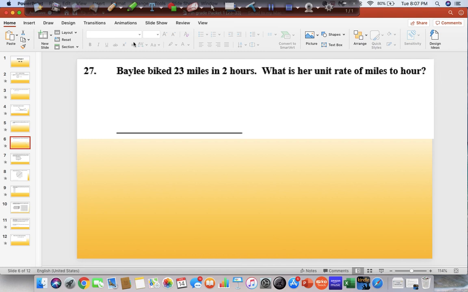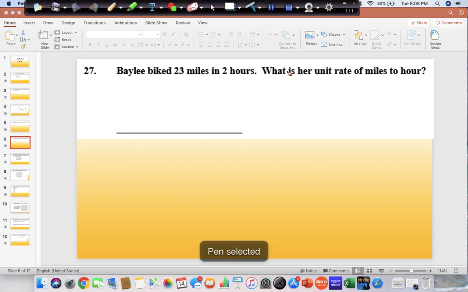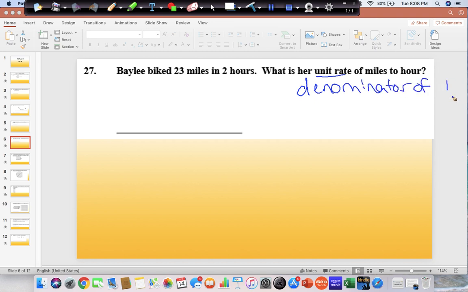Bailey biked 23 miles in 2 hours. What is her unit rate of miles to hour? Remember, unit rate gives us a denominator of 1. Okay, so right now we've got 23 miles for 2 hours, and we want to change that to how many miles in just 1 hour. That is a unit rate where we have a denominator of 1.